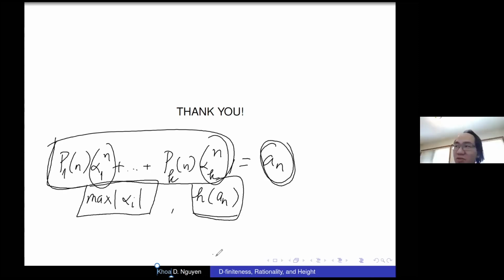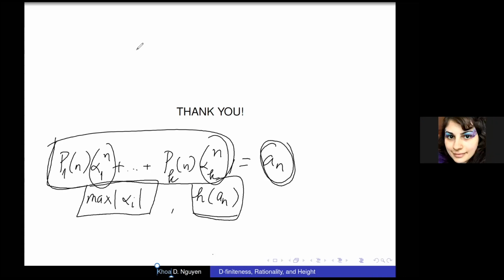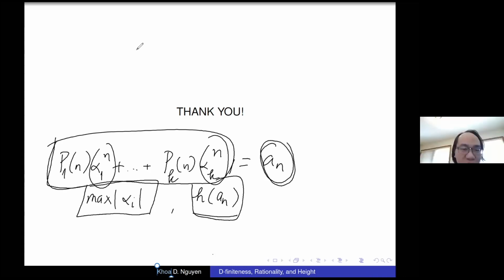But if you are over a function field, then you can also certainly talk about the height. There's a height function for function fields. And my guess is that maybe certain things will go through in that setting. Yeah, we didn't think about those situations, but maybe it's possible. Yeah, that's okay. Thanks.